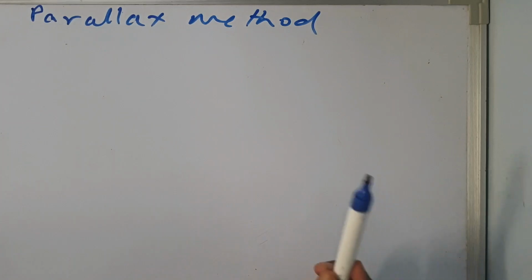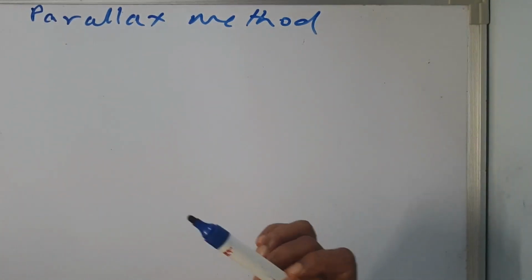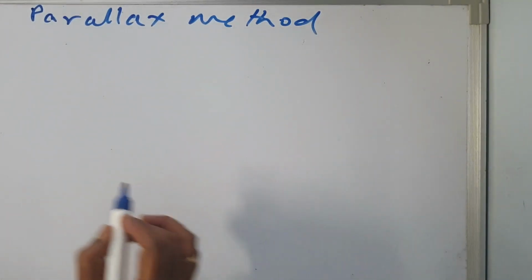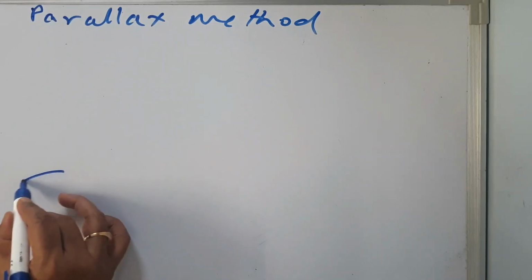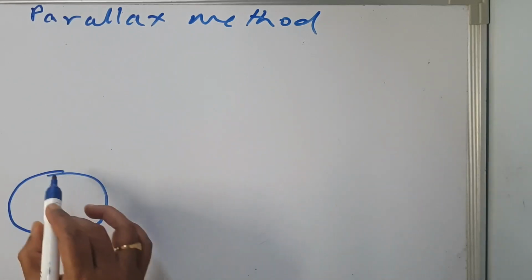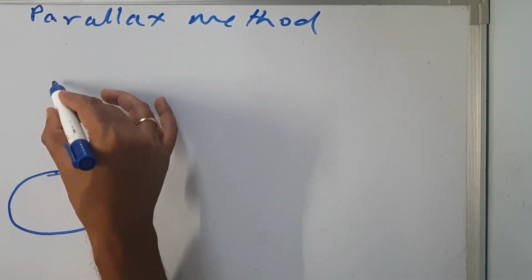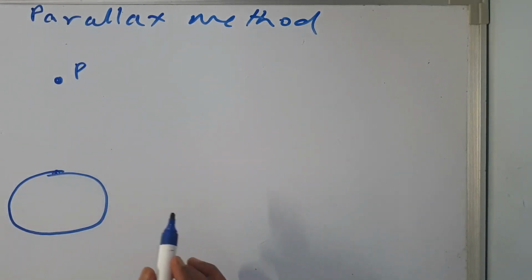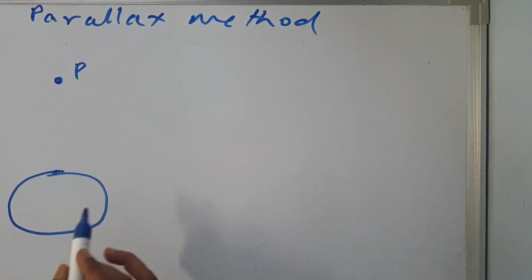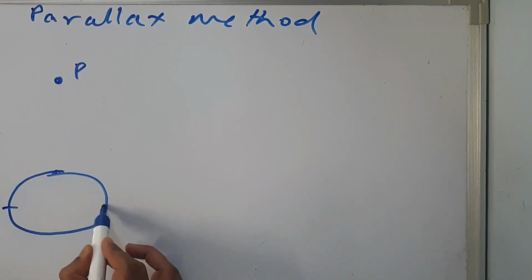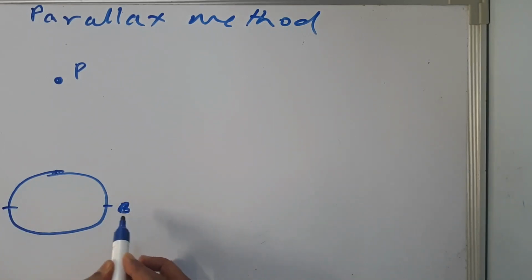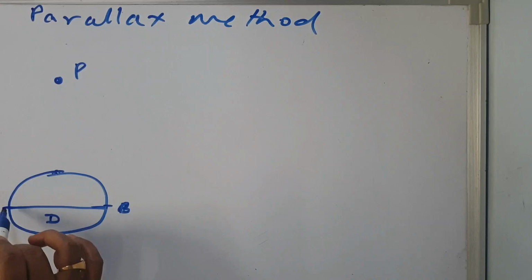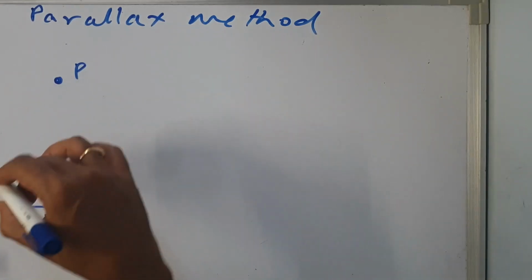Now we shall be discussing how to measure the distance of a planet from the surface of the Earth by the parallax method. Suppose this is the Earth and this is the planet whose distance you want to measure from the surface of the Earth. Now take two diametrically opposite points on the surface of the Earth. This is the diameter D. From point A on the surface of the Earth, you observe this planet through a telescope.